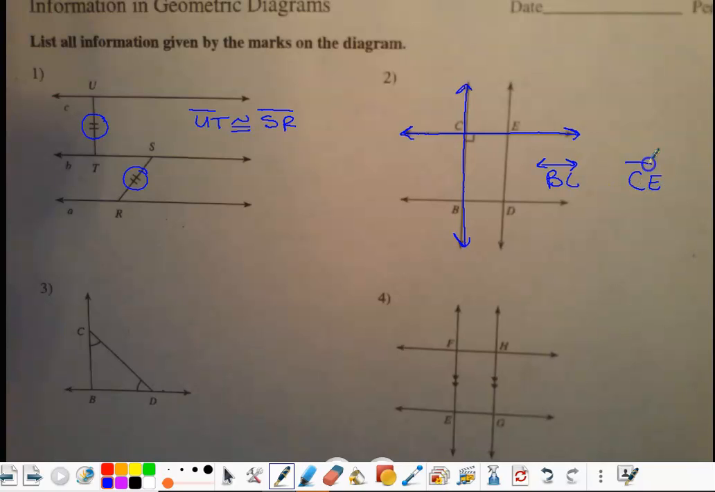There's special names for when they intersect at a 90-degree angle. Is it skew, oblique, perpendicular, parallel? How do they intersect? Perpendicular. So the symbol for that is like an upside down capital T. So this is saying line BC is perpendicular to line CE.